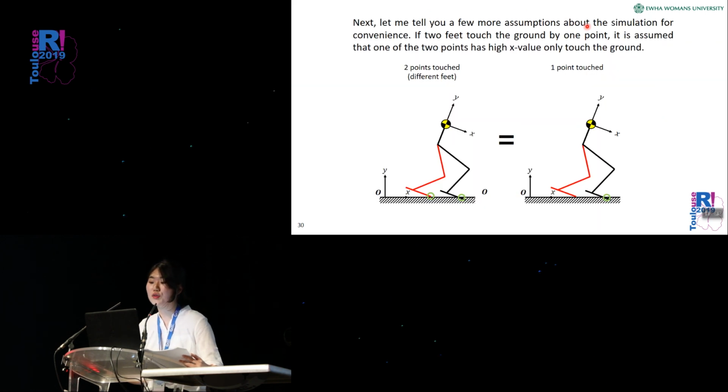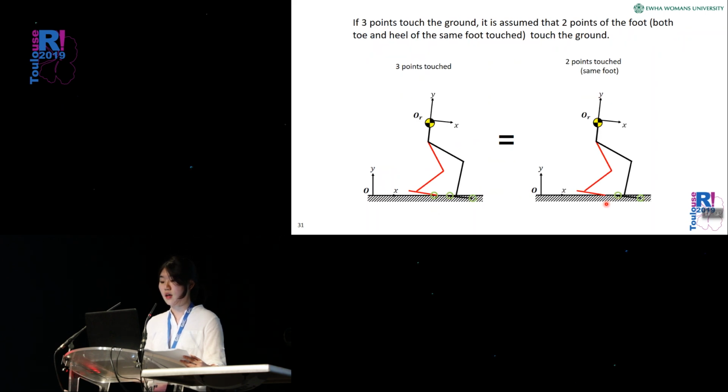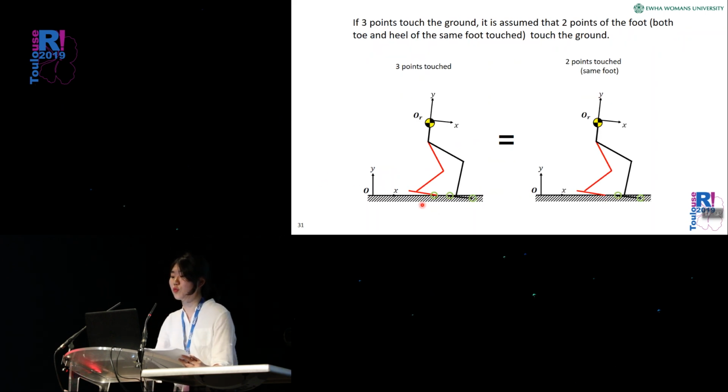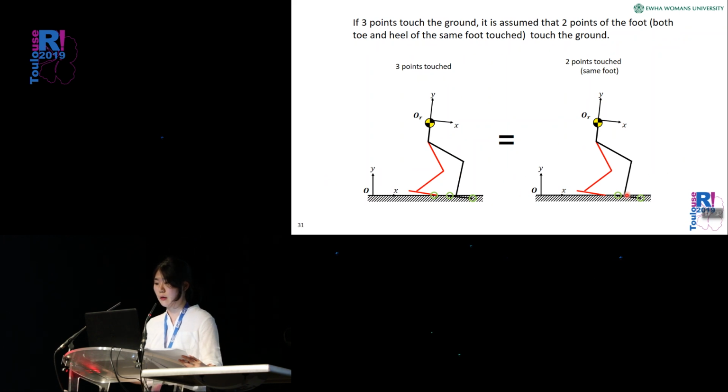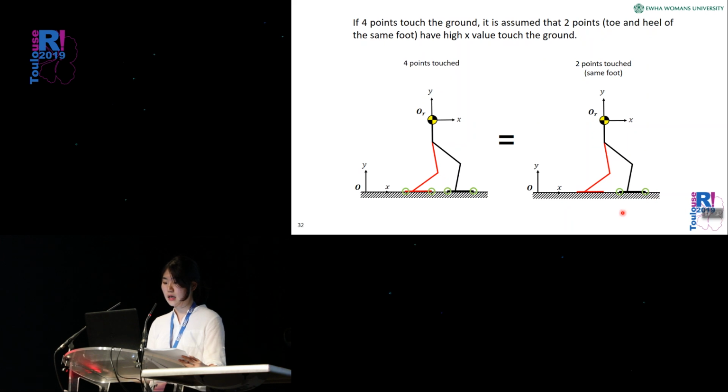Next, let me tell you a few more assumptions about the simulation for convenience. If 2 feet touch the ground by 1 point each, it's assumed that only the one of the 2 points with the higher x value touches the ground. If 3 points touch the ground, it's assumed that 2 points of the foot touch the ground. If 4 points touch the ground, it's assumed that the 2 points with high x value touch the ground.